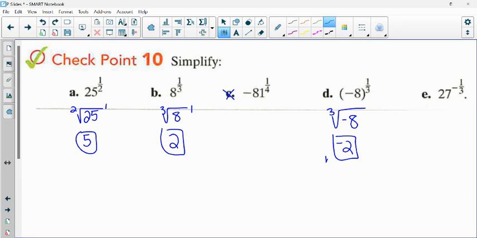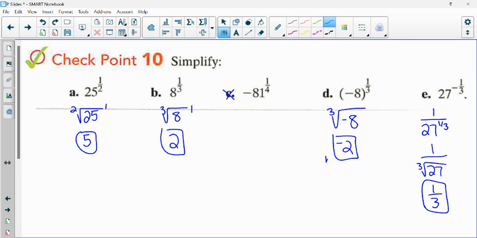And then for E, we have a negative exponent. So the first thing we're going to do is move that 27 to the bottom and make that become a positive 1/3. And then we leave that 1 on top. The 27 is going to stay on the bottom and become the radicand. And we're taking the cube root of 27, which is 3. So 1/3 should be your answer for E.